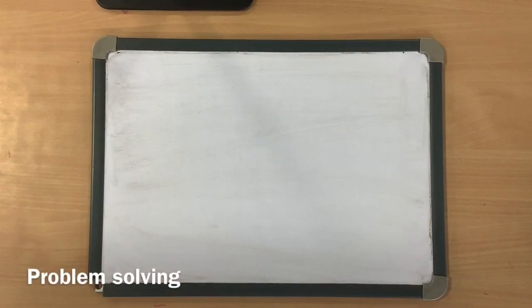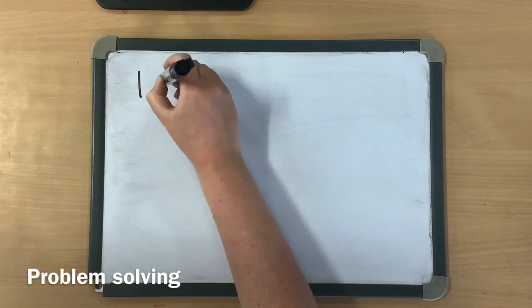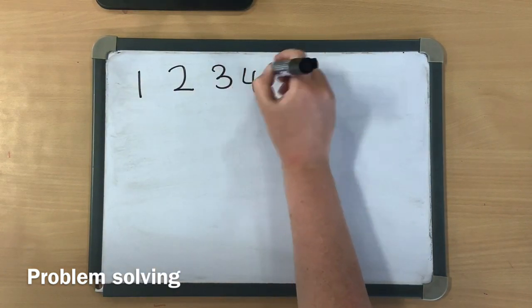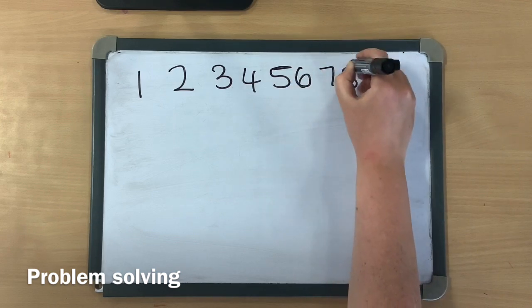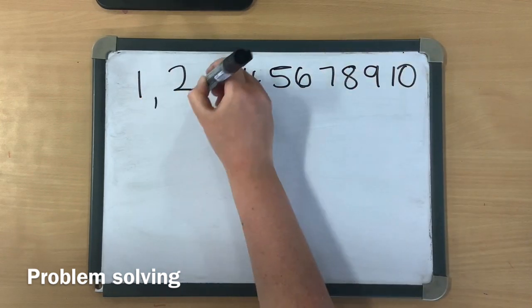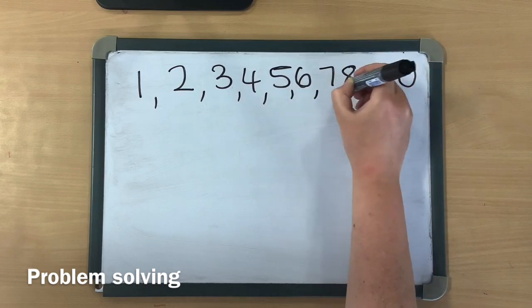Okay, so for today I have a problem solving activity that I'm going to ask you to complete called Stringy Numbers. And the first thing that you would need to do is to write down the first 10 consecutive numbers starting at 1. Okay, remembering that consecutive numbers are numbers that increase by 1 each time. Okay, so 1, 2, 3, 4, 5, 6, 7, 8, 9 and 10. Okay, I'm just going to put a comma in between those so we can see them clearly.